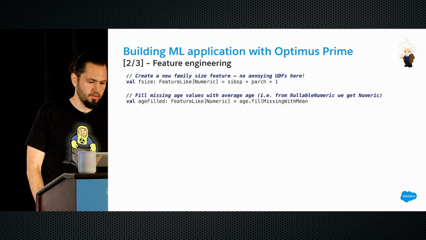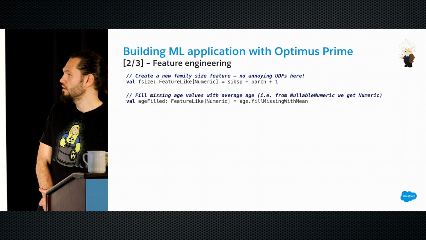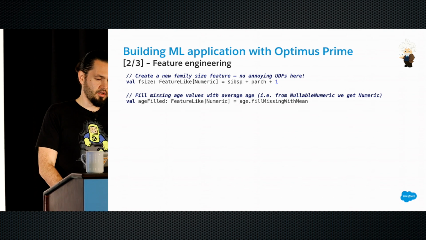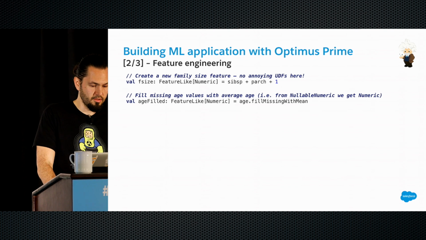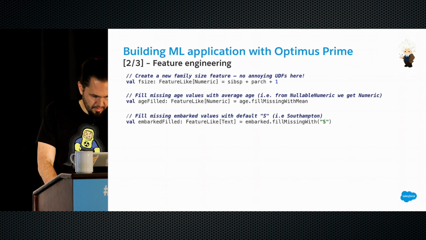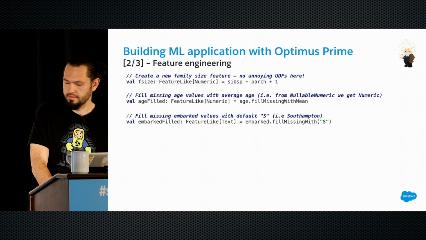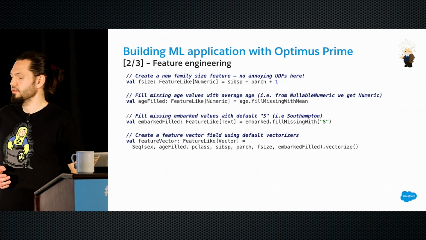Same with the age field. I would like to do age field missing with min. I want to have some right-hand operand to apply on my feature and get an extra feature back. So feature is effectively a monad. Same with the rest of it. Like embarked field, I do embarked field fill missing with, and I provide some value to replace it. And that's how I would create a feature vector.